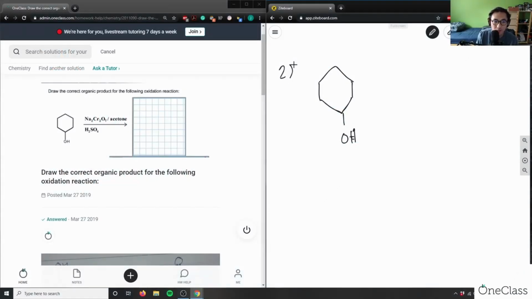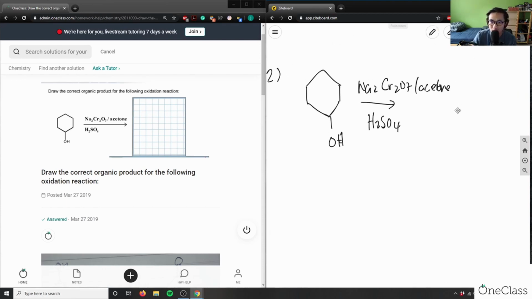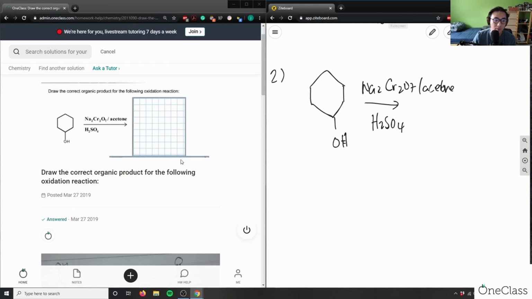Cyclohexanol here. And then what I'm going to do is it's going to react with sodium dichromate, so Na2Cr2O7, with acetone as its solvent, and then I have H2SO4, sulfuric acid, for acid workup, right? So I have a cyclohexanol. What it's going to do, again, for this reaction, it's going to oxidize it, right?